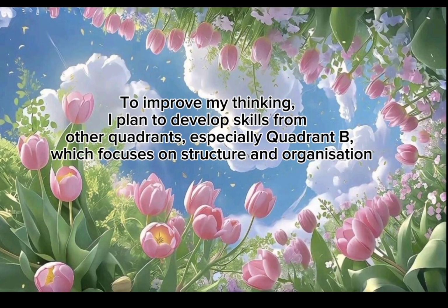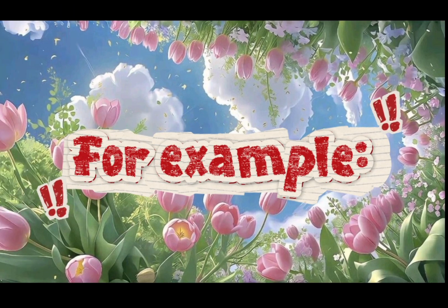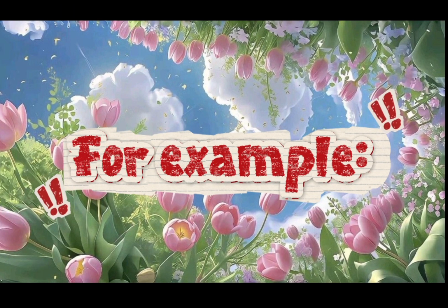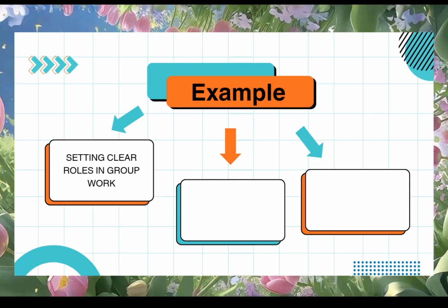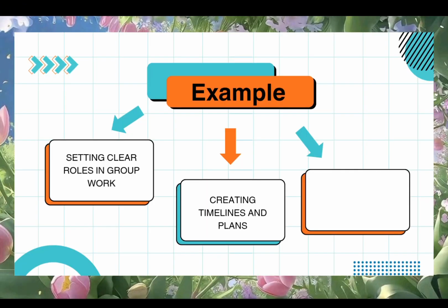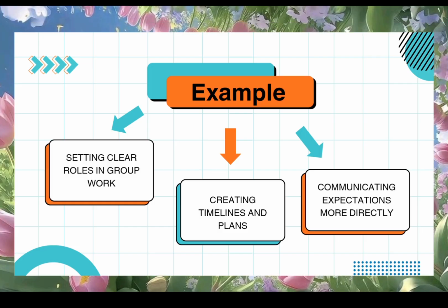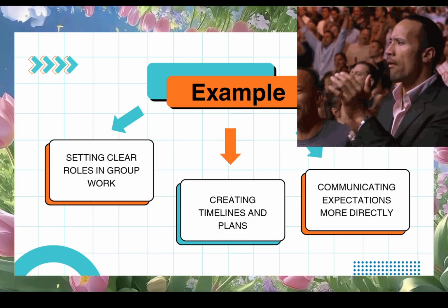Question 4. Improvement strategy. To improve my thinking, I plan to develop skills from other quadrants, especially quadrant B, which focuses on structure and organization. For example, setting clear rules in group work, creating timelines and plans, and communicating expectations more directly. By combining emotional thinking with structured thinking, I can become more balanced and improve my creative problem-solving abilities.